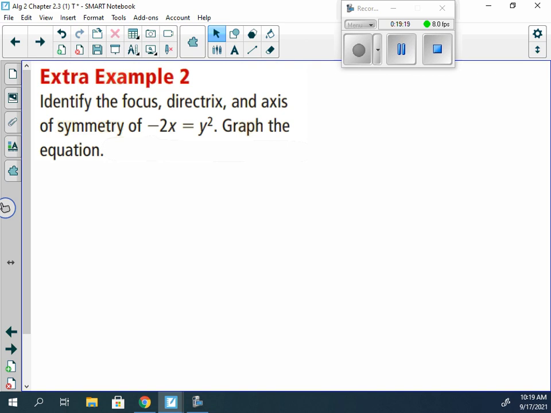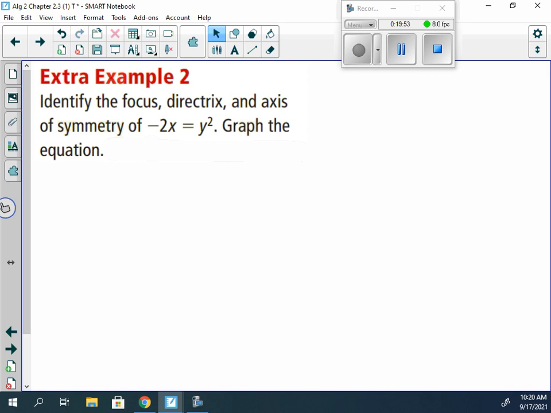Well, here the vertex is going to be 0, 0. And really, the main way is, one, everything we're covering today, the vertex will be 0, 0. But also, I do have x by itself, yes? We have x to the first power. We have y squared, yes? Do I have any other y's that are to the first power? No. We don't have any other numbers added or subtracted. So the vertex is going to be 0, 0.